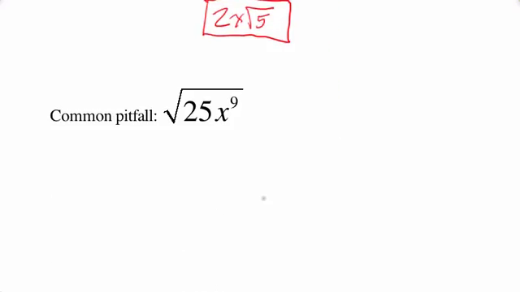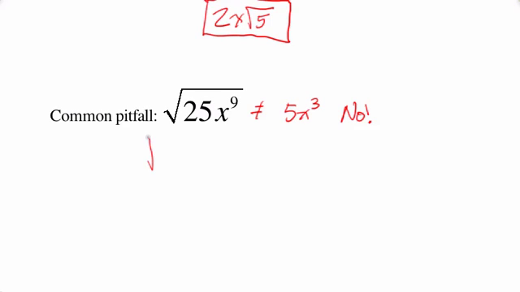Now there is a pitfall, and you really need to watch out for this. Sometimes you'll see something where you'll see what looks like perfect squares. 25 is a perfect square, and 9 is a perfect square. So sometimes people will say, well, the square root of 25 is 5, and the square root of 9 is 3. Now this is not the correct answer. This is not the correct answer. All right? We are not trying to take the square root of 9. We're trying to take the square root of x to the 9th.